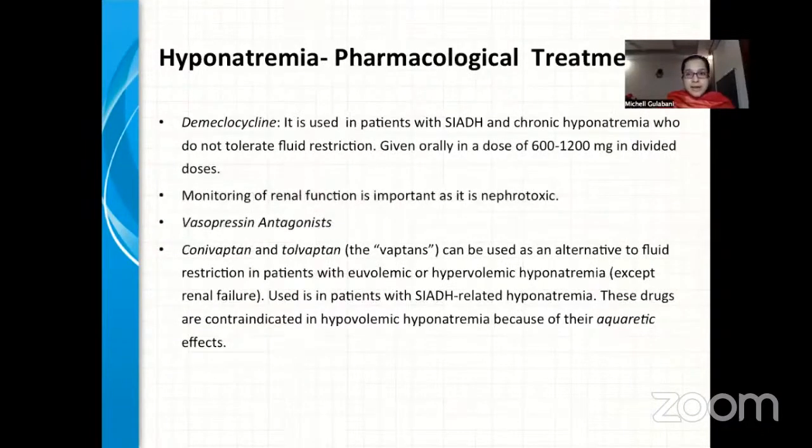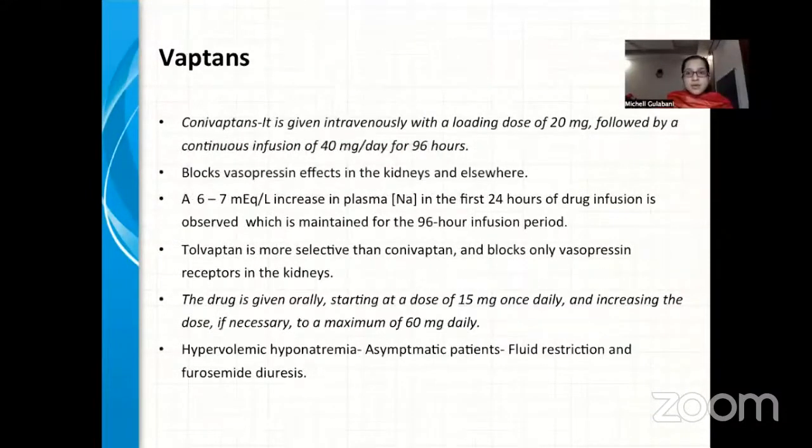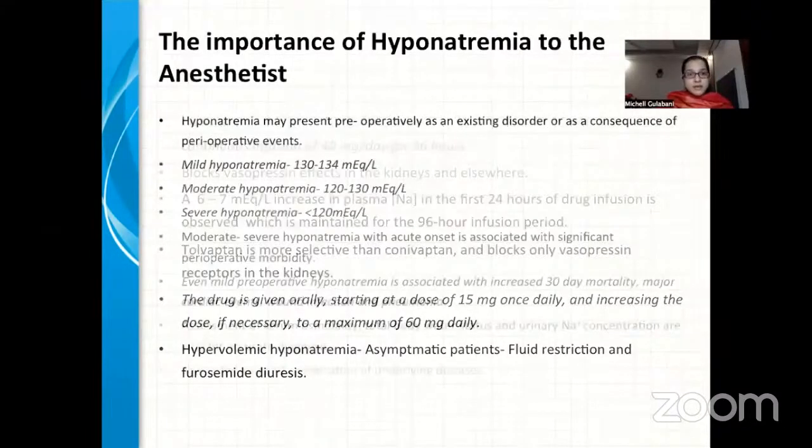Other treatment modalities in SIADH which have been used is demeclocycline. Monitoring of the renal function is important because it is nephrotoxic. Vasopressin antagonists, conivaptan and tolvaptan, can be used as alternatives to fluid restriction in patients with euvolemic or hypervolemic hyponatremia, except in renal failure. Conivaptan is given intravenously. The dose is 20 milligram followed by a continuous infusion of 40 milligram per day for 96 hours. And tolvaptan is the other alternative. And hypervolemic hyponatremia patients can also benefit if they are asymptomatic with fluid restriction and furosemide diuresis.